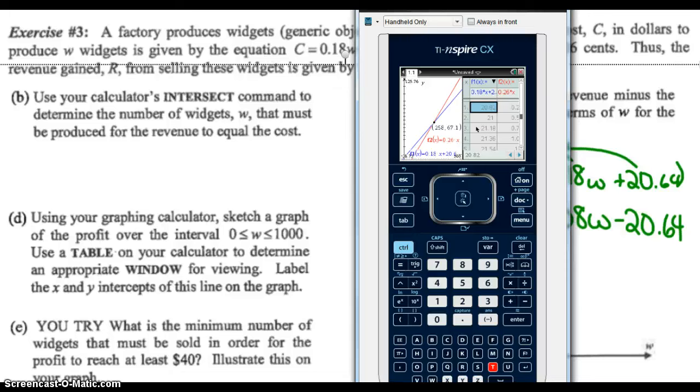Okay. And then the last part, E, that you're going to try is talking about how many widgets, the minimum number, that you would need for $40. Remember, $40 is a profit. So that's going to go in for your P, and you will solve for W. So try that, and we'll go over it, if any questions, in the next class.